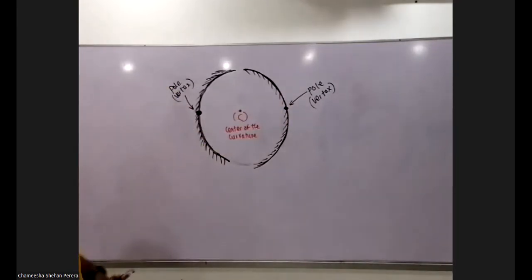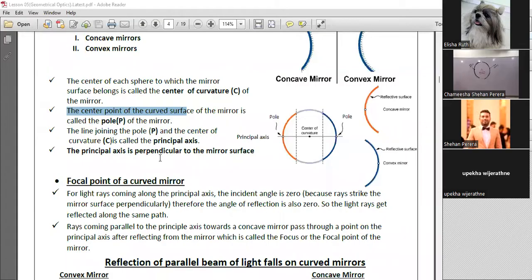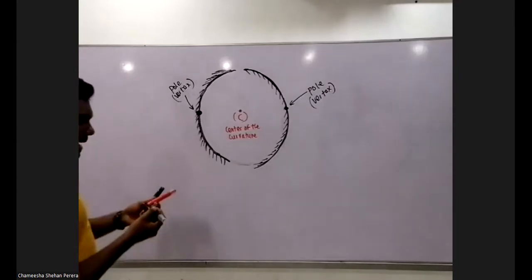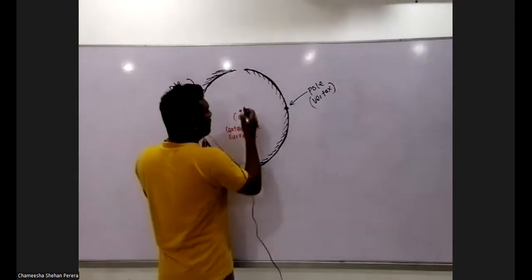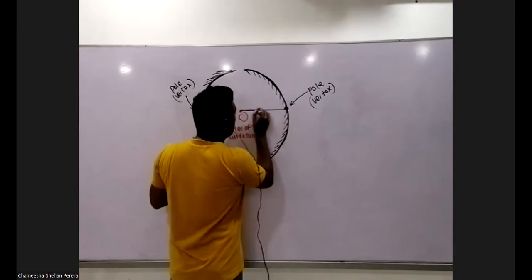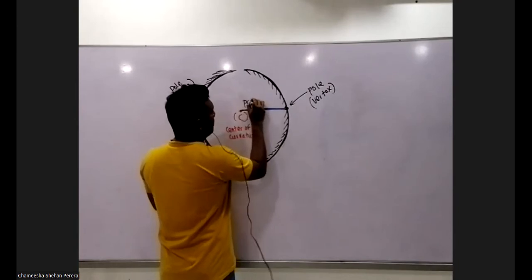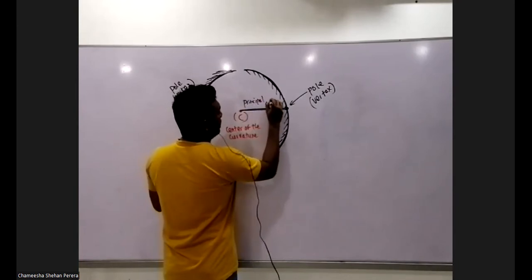So the next part. The line joining the pole and the center of curvature is called the principal axis. So then what do I do? I draw a line like this. I draw a line from the center of curvature up to the pole. This is called the principal axis.